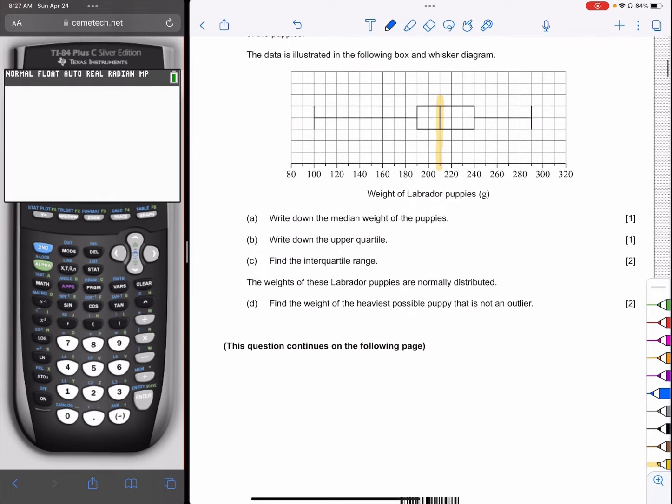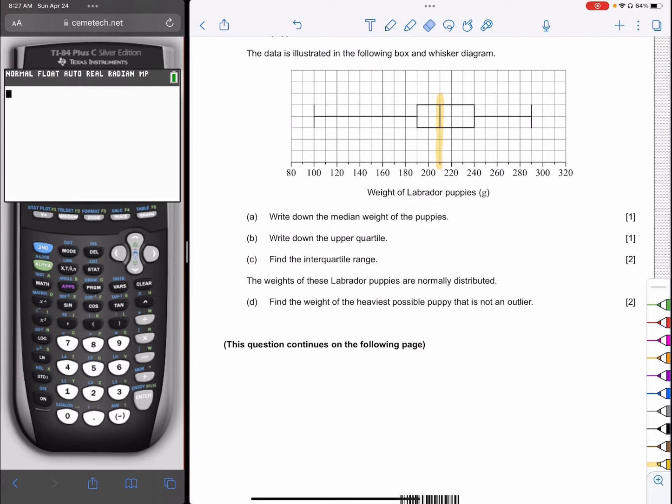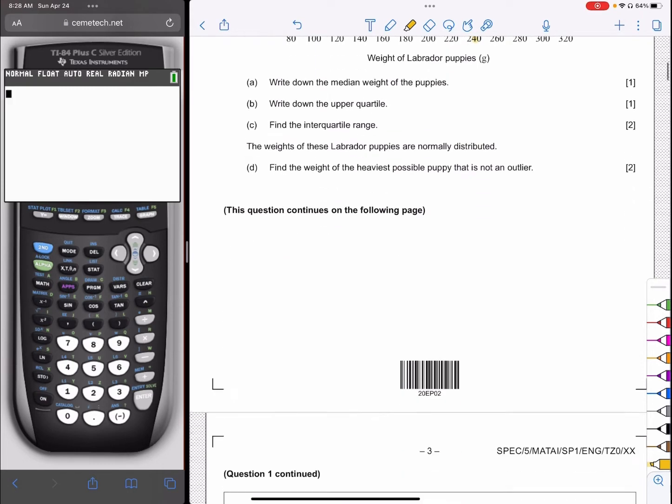All right. For part B, it is asking, write down the upper quartile. Your upper quartile is the upper bound of the box part of your box and whisker. So my upper quartile is here, and we know that that is 240.